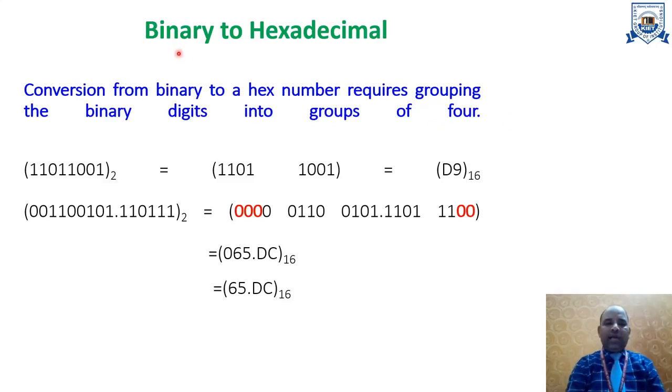in this particular slide we will try to understand how we can convert binary to hexadecimal. Let us remember, in the previous slide we understood how we can convert a given binary number into octal. So for converting a given binary number into hexadecimal, we have to make groups of 4. As the line states here, conversion from binary to a hexa number requires grouping the binary digits into groups of 4. And now again we are taking a very good example.